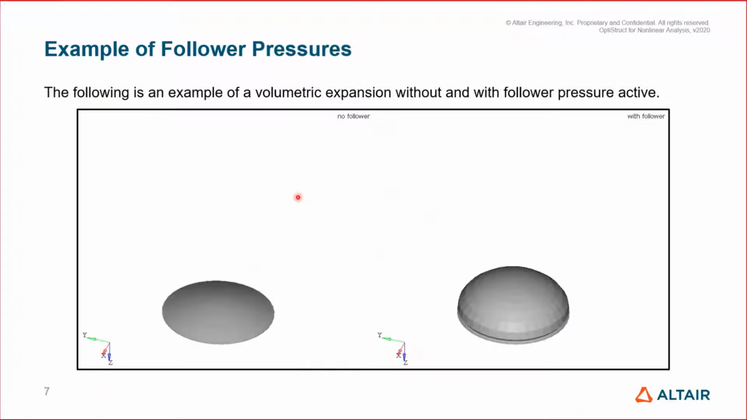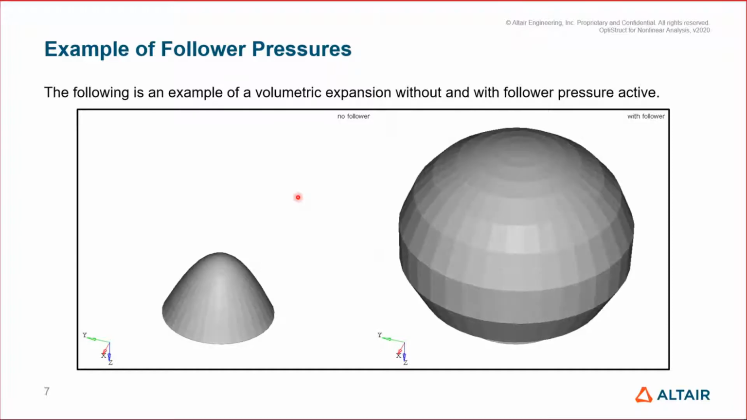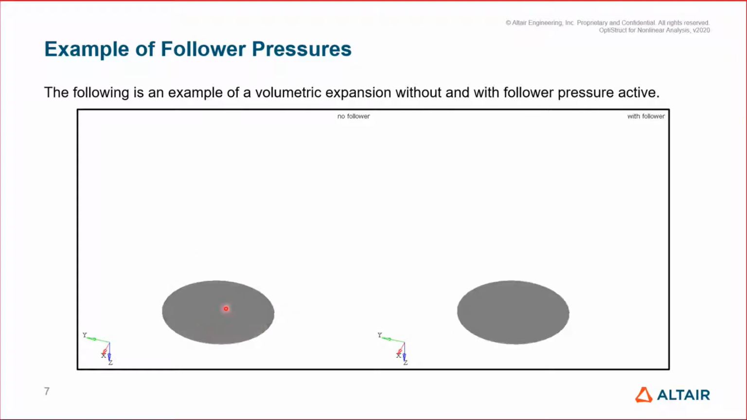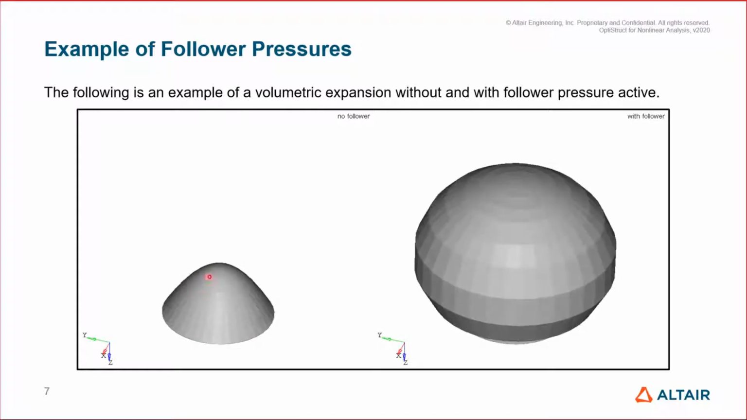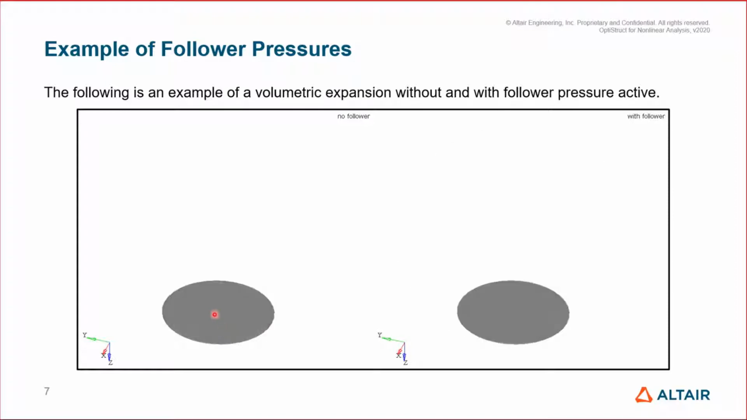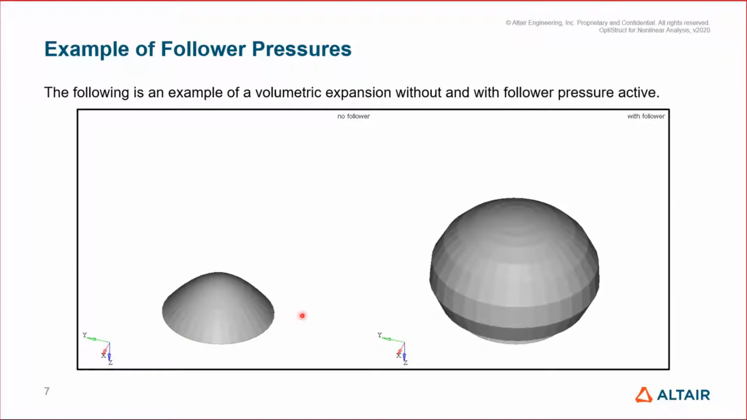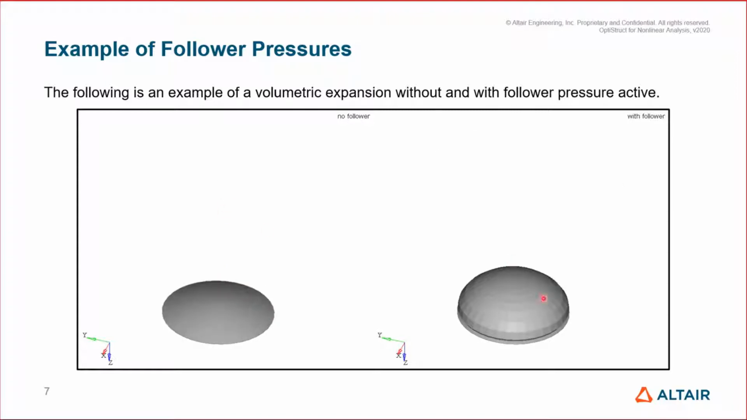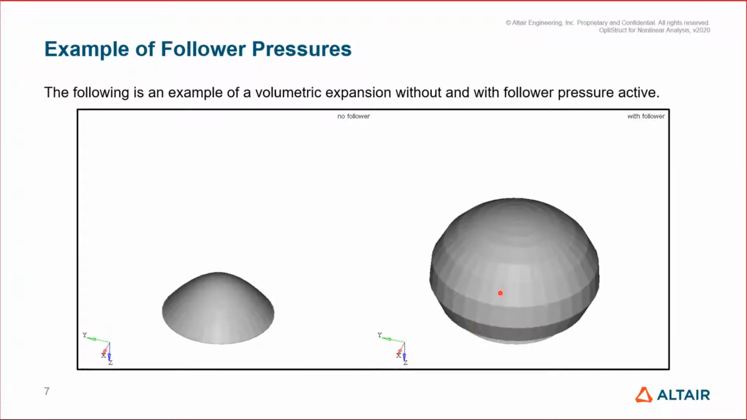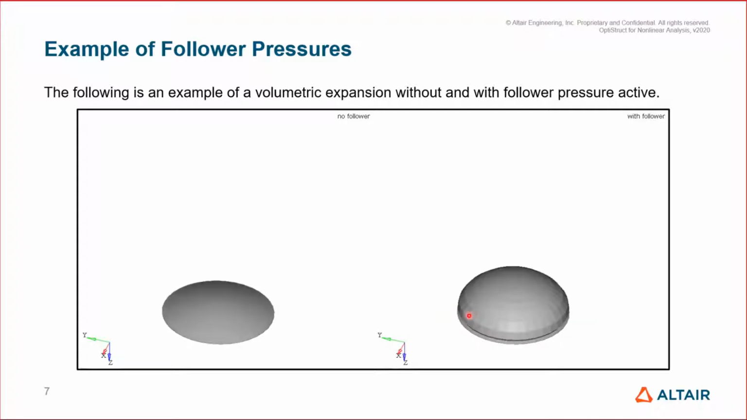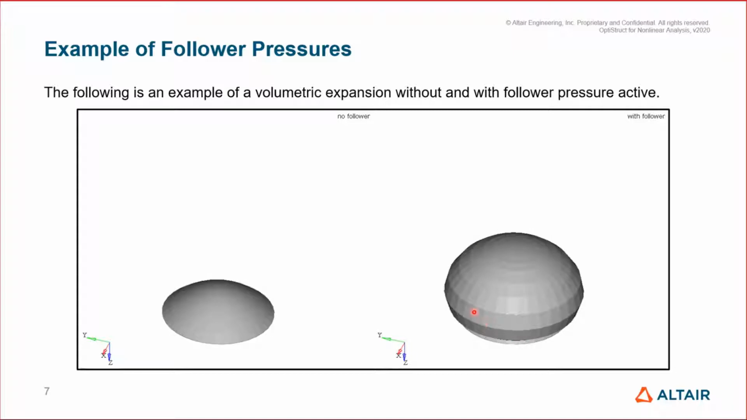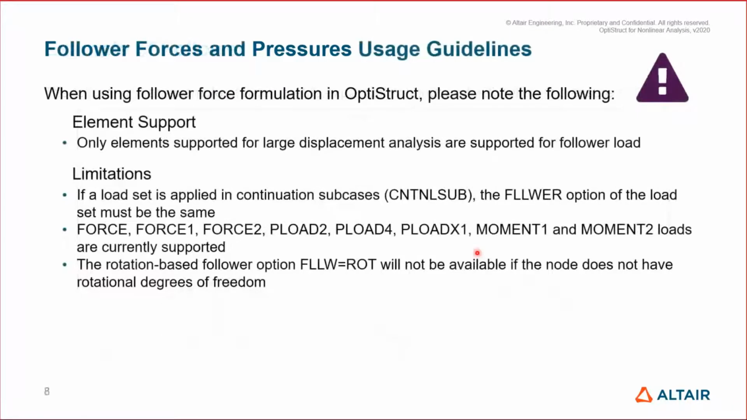Okay, imagine this is another example. Imagine pressure can also be follower on or off, right? As you know, let's say this is a rubber, and pressure is always directed normal to the face. If the follower load is not turned on, your direction cannot change, so it's always normal to the initial face. The initial face is flat, so that's why it pushes this up, the pressure. But if this is a rubber, of course, when it expands and you become a balloon, for example, you will see that the direction of the pressure is always normal to the element. So if the element suddenly changes direction, it's no longer flat, then the pressure will also follow that. Okay, so that's an example of follower pressure.